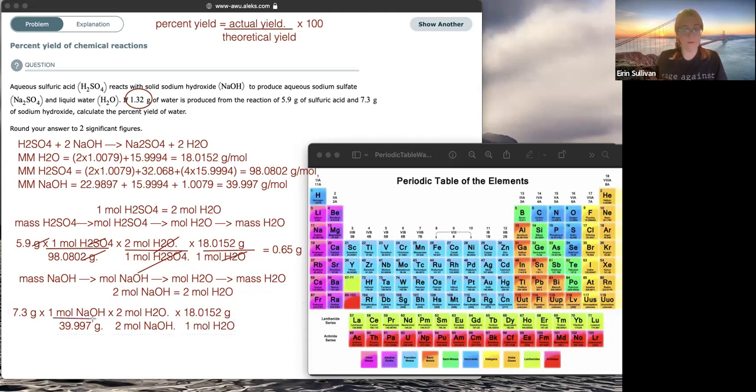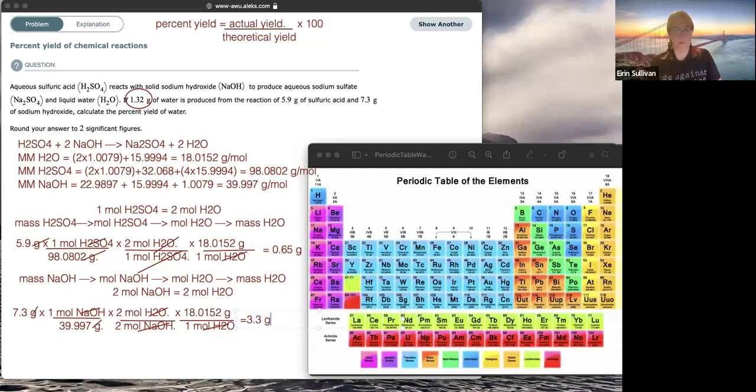Okay, so everything should be cancelling. Always check that your units cancel like what you're expecting. So mass in grams cancels, moles of sodium hydroxide cancels, moles of water cancels. Straight in with the phone calculator this time. 7.3 divided by 39.997 times 2 over 2 times 18.0152 gives me 3.3 grams.